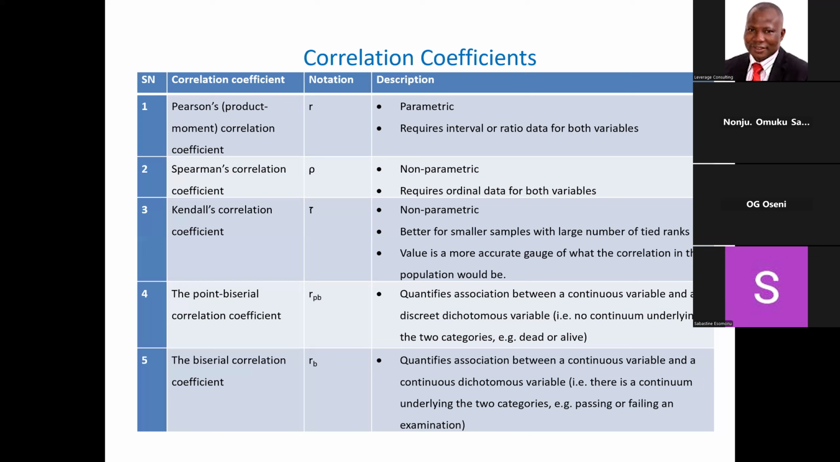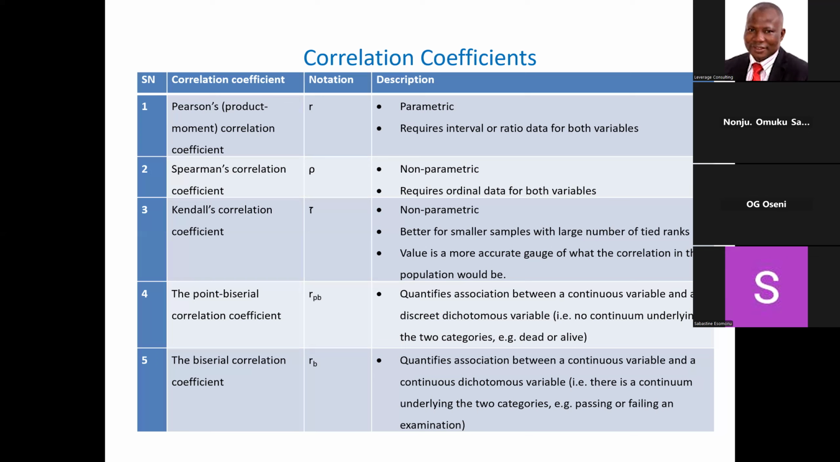Now, there are two concepts that are very interesting. We call them point biserial correlation and biserial correlation. They are very intuitive. The point biserial correlation, number 4 on this table, quantifies association between a continuous variable and a discrete dichotomous variable. Point biserial, discrete dichotomous. That is, there's no continuum underlying the two categories.